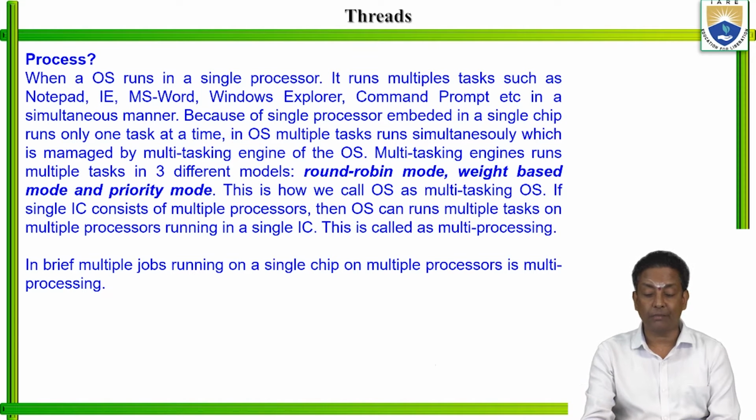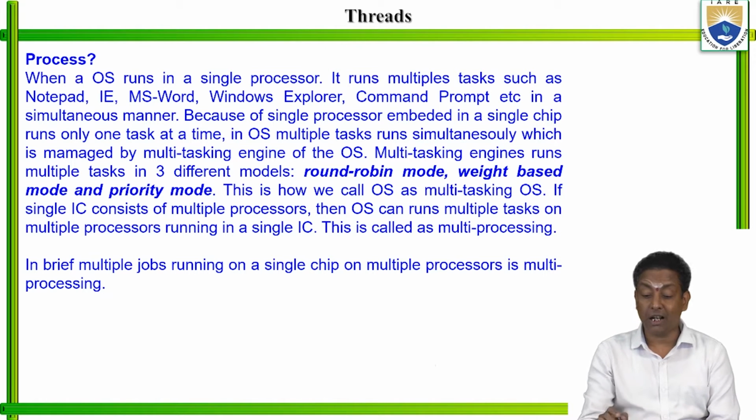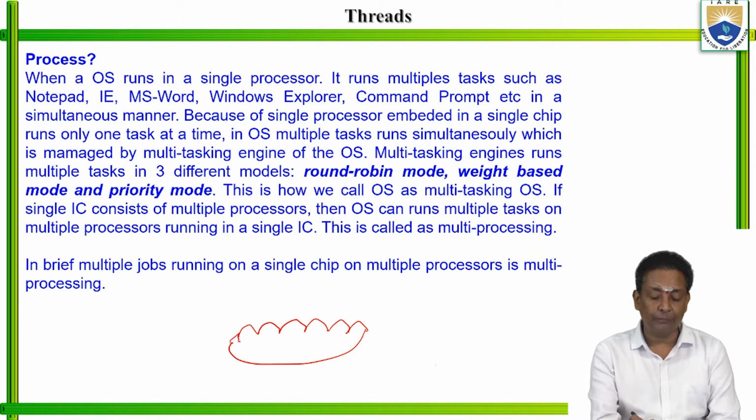That is an operating system. In an operating system, multiple tasks run simultaneously: Notepad, Word document, Internet Explorer, Windows Explorer, Chrome browser, then MS Paint, then some video player or audio player. Again, control will come to the first task, then again the second, third, fourth, fifth.